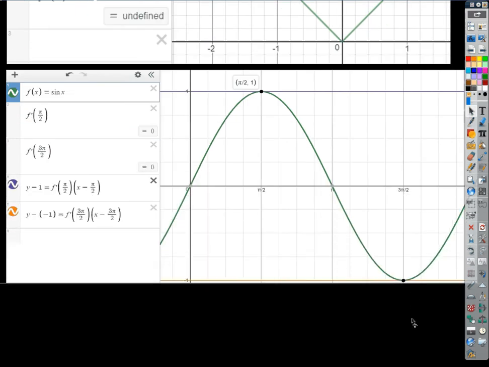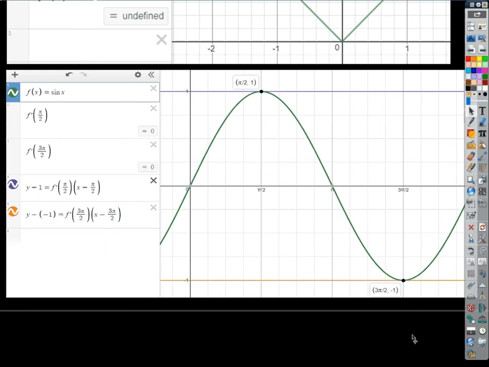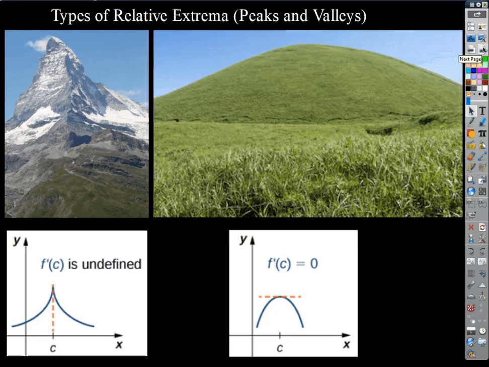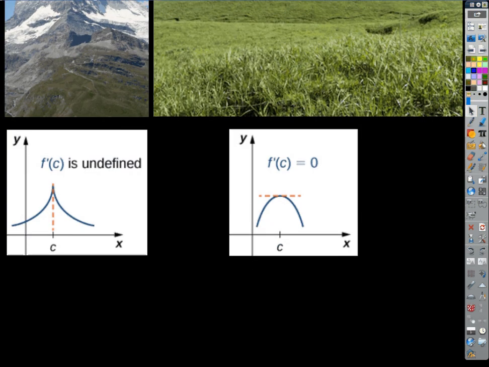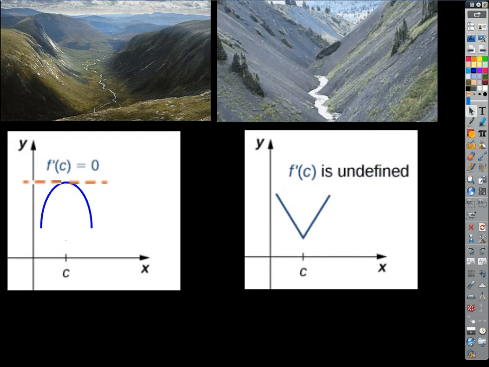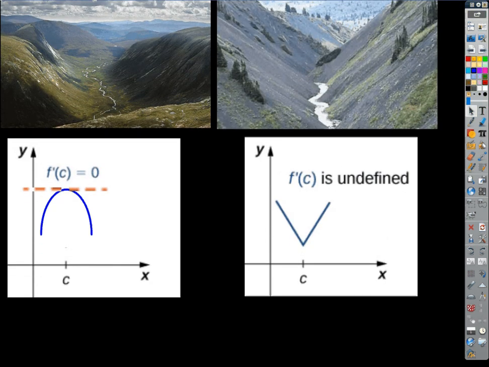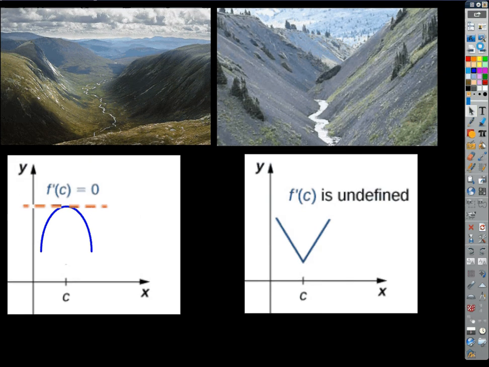How about this guy? If I take sine x, for example, f of x equals sine x, then f prime of pi halves is 0. Look what we get. We get a horizontal tangent there. f prime of 3 halves pi is 0. We get a horizontal tangent there. Okay, so we got these two different kinds. We're going to get peaks where the derivative is undefined. We're going to get jagged, sharp peaks where it's undefined, and we're going to get smooth peaks where the derivative is 0. Okay, same thing for valleys, right? I get that one backwards, but you get the idea.